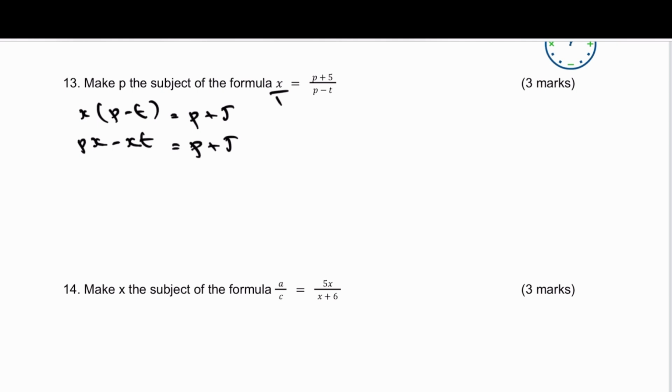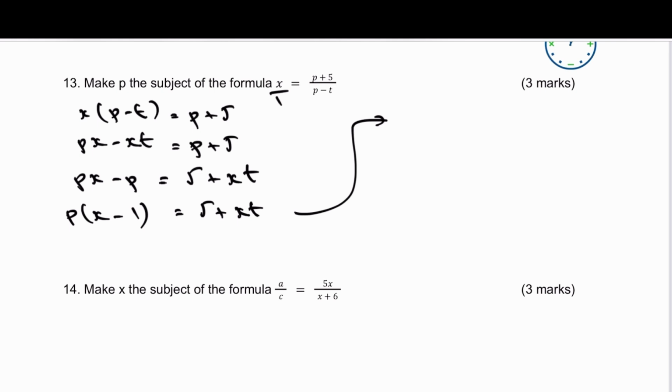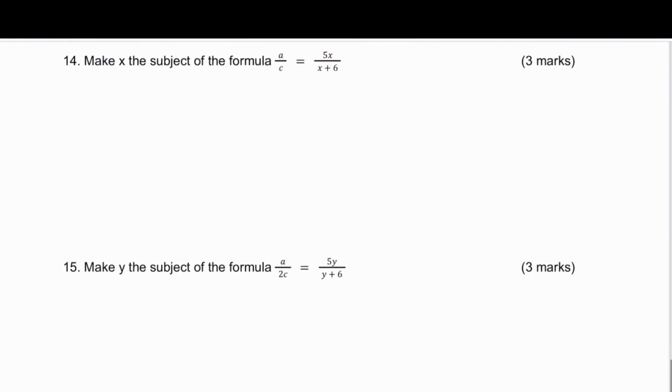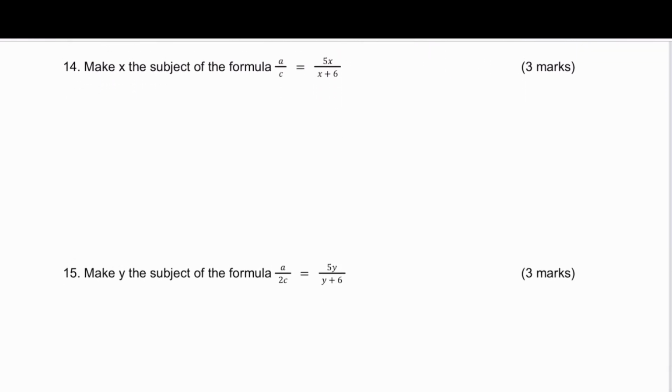I'm going to make p the subject of the formula, so I bring it over towards the left hand side. I get px minus p, bring the minus xt over towards the right hand side. I get 5 plus xt. Factorise for p: p(x minus 1) equals 5 plus xt, and then I can write this out as p equals 5 plus xt all divided by x minus 1, which is the answer to question number 13. Let's move on to question number 14. This is actually fairly straightforward because it's been given to you as two fractions.